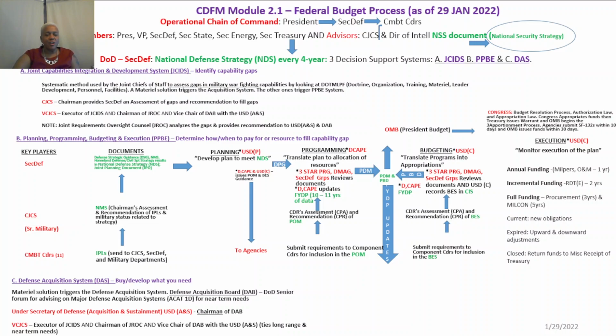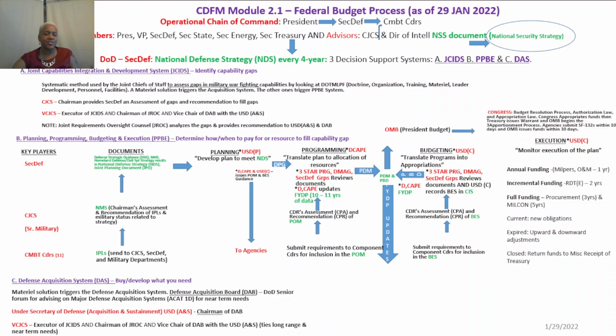The person in charge of the Defense Acquisition System is the Under Secretary of Defense for Acquisition and Sustainment, USD(A&S). If you have older study guides, I would say the 2018 one still says USD(AT&L), so make sure you get the updated one. It's Under Secretary of Defense for Acquisition and Sustainment. He's the chairman of the Defense Acquisition Board.